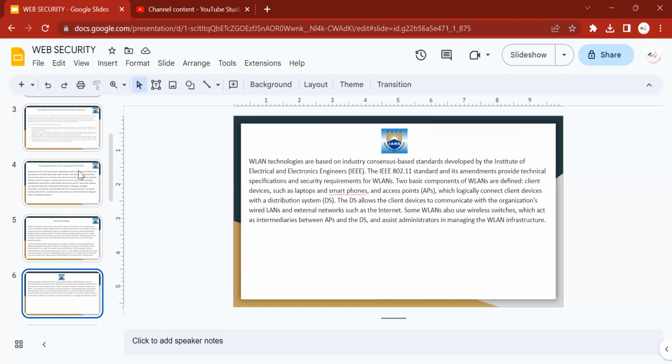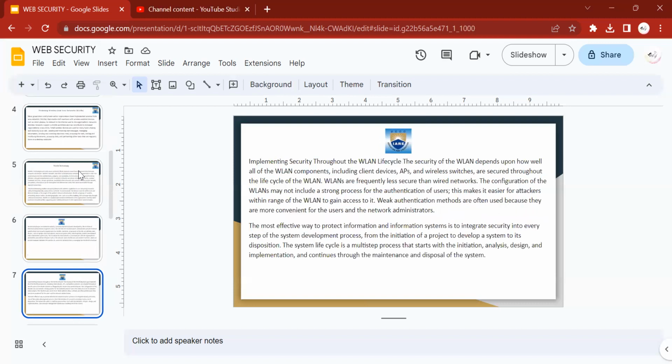Two basic components of wireless local area networks are defined: client devices such as laptops and smartphones, and access points, or APs, which logically connect client devices within a distribution system. The DS allows the client devices to communicate with the organization's wide local area networks and external networks such as the internet. Some wireless local networks also use wireless switches, which act as intermediaries between APs and the DS and assist administrators in managing the wireless local area network infrastructure.